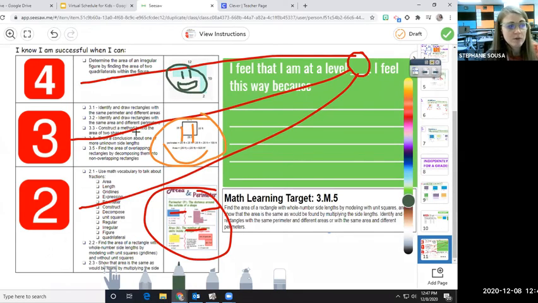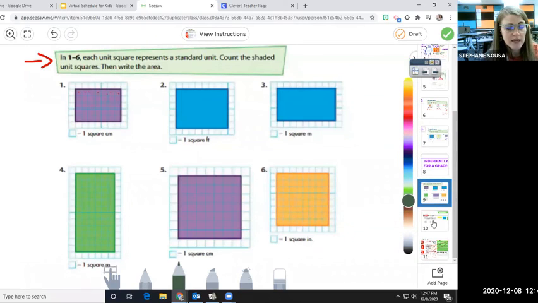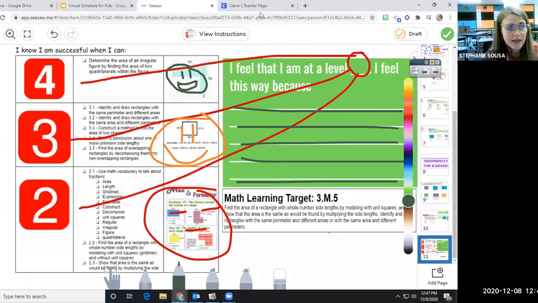And you're going to have to explain why you think that using vocabulary here on these lines. Okay, so again, your task for today is slides 9, 10, and 11.